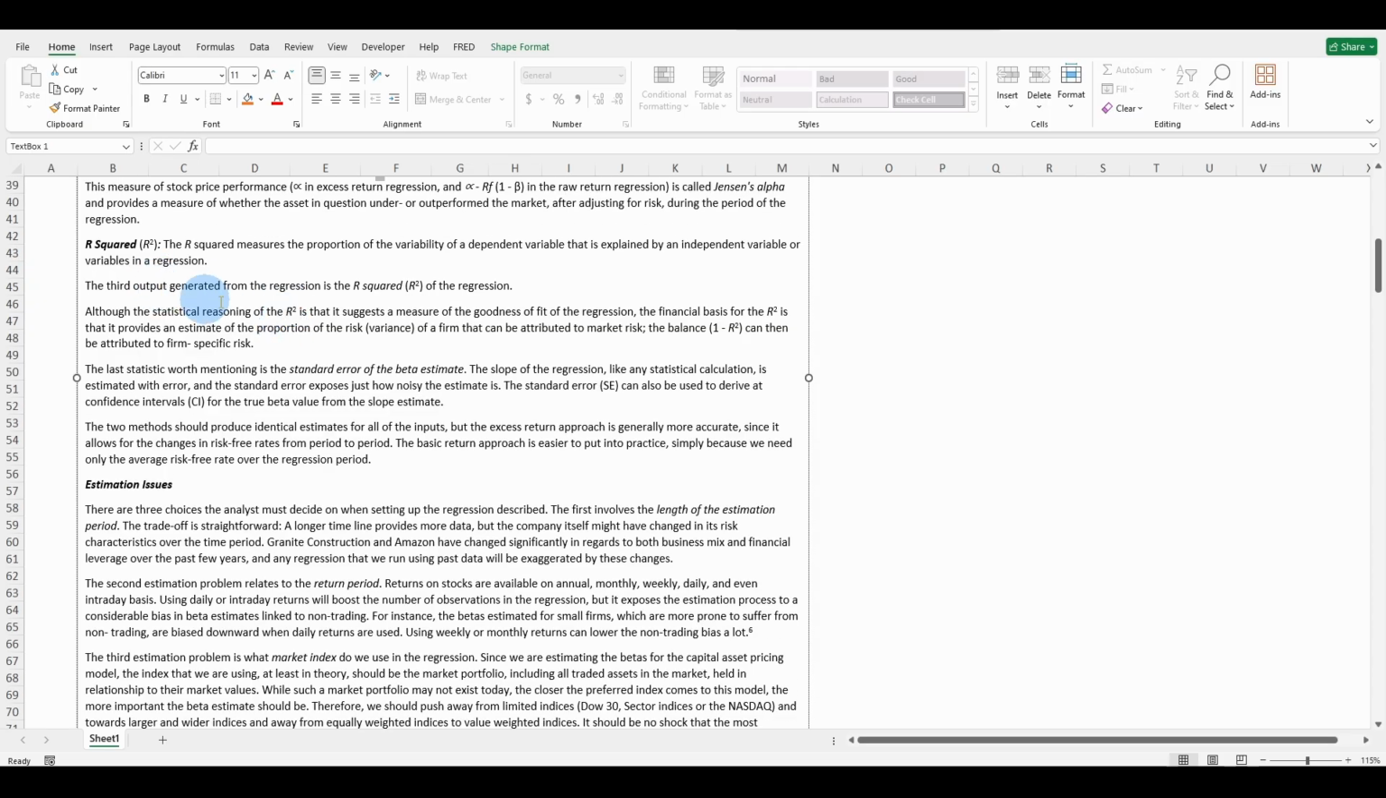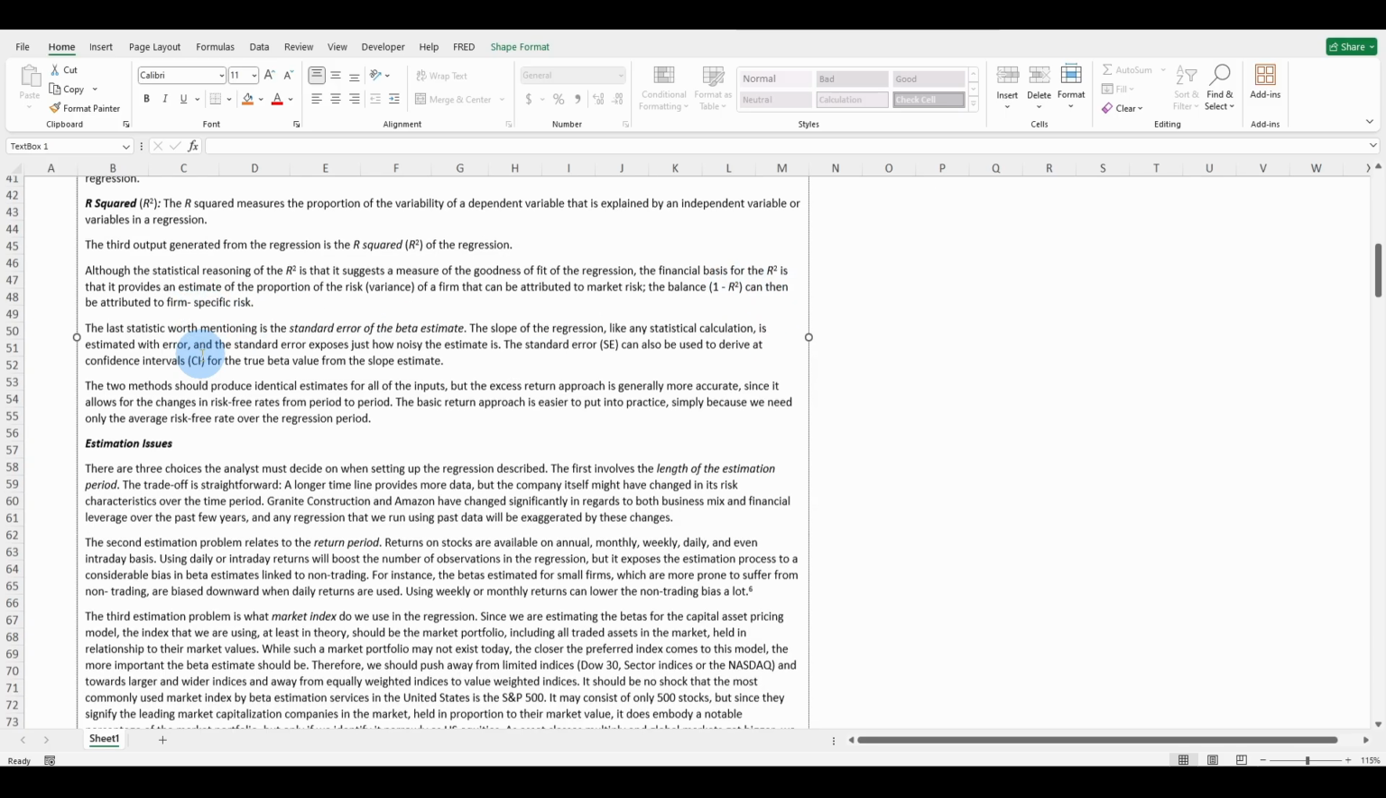The third output generated from the regression is the R squared of the regression. Although the statistical reasoning of the R squared is that it suggests a measure of the goodness of fit in a regression, the financial basis for the R squared is that it provides an estimate of the proportion of the risk, the variance, of a firm that can be attributed to market risk. The balance, 1 minus R squared, can then be attributed to firm-specific risk.